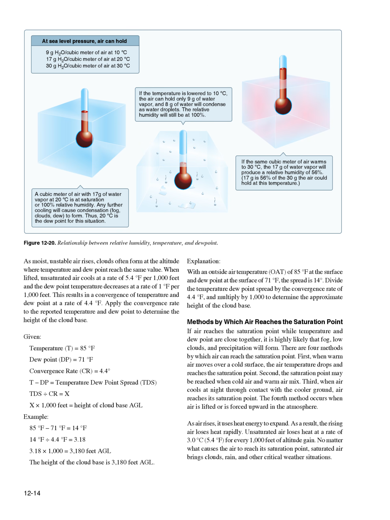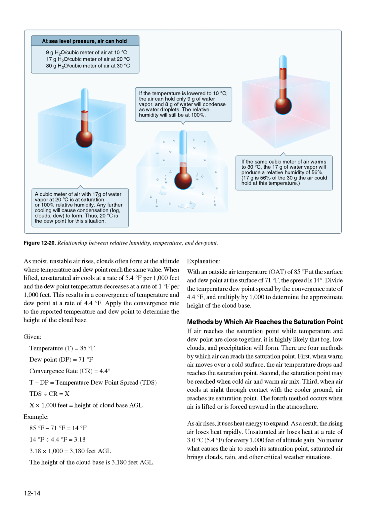There are four methods by which air can reach the saturation point. First, when warm air moves over a cold surface, the air temperature drops and reaches the saturation point. Second, the saturation point may be reached when cold air and warm air mix. Third, when air cools at night through contact with the cooler ground, air reaches its saturation point. The fourth method occurs when air is lifted or is forced upward in the atmosphere.